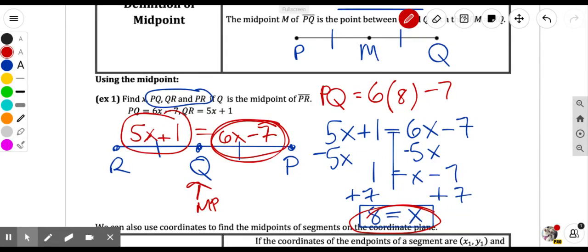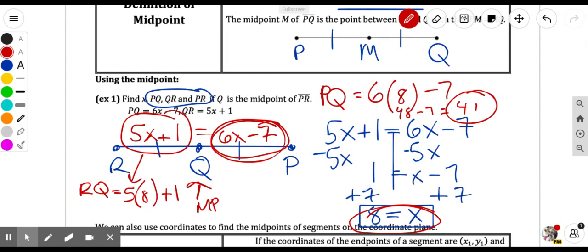And then we're just going to multiply. 6 times 8 is 48. Minus 7 would be 41. So PQ is 41. I'm also going to plug it in for RQ. I expect that to also be 41, so I'm going to do that over here. I know they're equal because Q is the midpoint and I just set them equal to each other. 5 times 8 is 40 plus 1 is also 41.